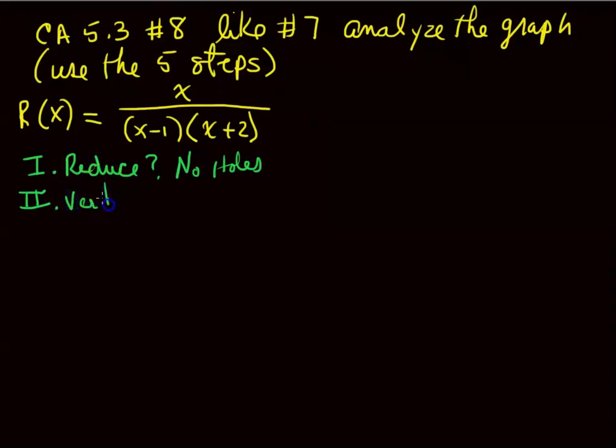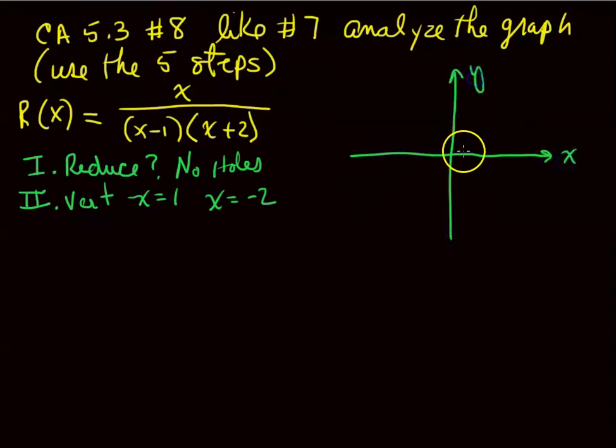Vertical asymptotes. That's where the denominator is 0. So x equals 1 would make that 0. And x equals negative 2 would make that 0. So we can begin our graph by putting in x equals 1, vertical asymptote, and x equals negative 2. I'm going to put those in a different color. Maybe I'll use yellow for that. So here's the vertical asymptote. Okay. Go back to green for these steps.